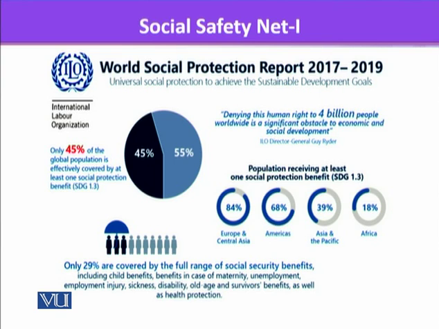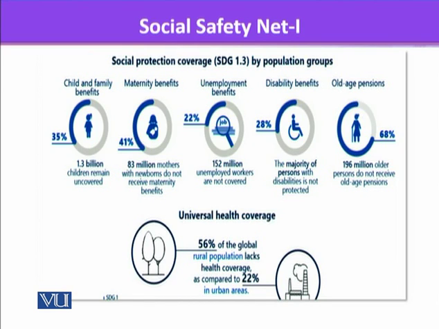And the continent which is most affected, where least social protection is available, is Africa, and after that it's Asia, and the best one is Europe and Central Asia. Americas fall in between. As far as child and family benefits are concerned, 35% or 1.5 children remain uncovered. Maternity benefits, only 41%. Less than half of the mothers have these benefits. Unemployment benefits, 1 in 4. Disability benefits, less than 1 in 3. And old age pensions, 2/3. So 1/3 don't have these pensions.